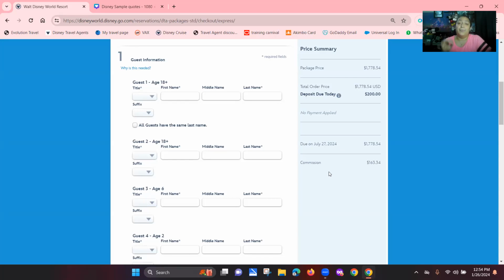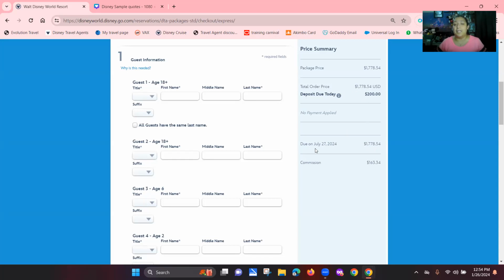Please know that this is not going to change regardless of how much money they put down. If they put down $1,000, it's still going to say that on July 27th, $1,778 is due. Please know that, and that's just here. Once you start doing the payments, you're going to see that difference. But this is the first time, so of course Disney does not know, oh, they're gonna make $500, oh, they're gonna make $1,000.